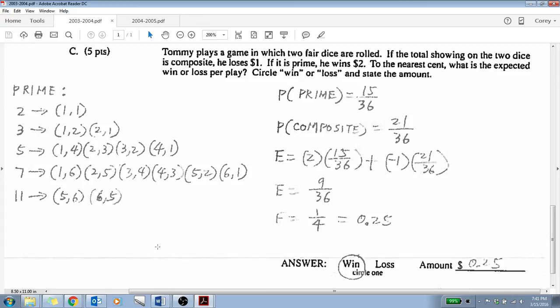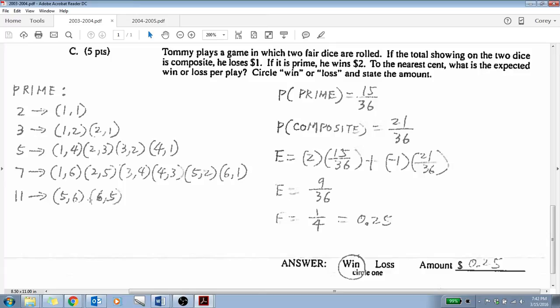For prime, the numbers between 2 and 12 that could be rolled are 2, 3, 5, 7, and 11. It's easier to work with prime first because there are fewer prime numbers than composite numbers. I can get 2 with a 1 and a 1. To get 3, it could be 1 and 2 or 2 and 1. For 5, it could be 1 and 4, 4 and 1, 2 and 3, or 3 and 2. 7 could be any of these, and 11 could be any of these.